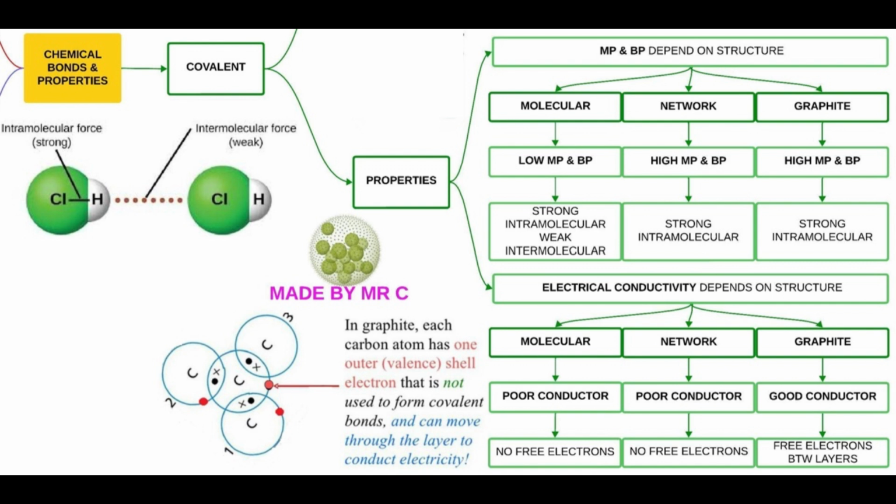Now, electrical conductivity also depends upon the structure of the covalent compound. Covalent molecular is a poor conductor because there are no free electrons. Covalent network is a poor conductor, again because there are no free electrons. But graphite, which is a special type of covalent compound, is a good conductor because of the 4 valence electrons, it only uses 3 for bonding, which means there is 1 free electron per carbon, and this floats between the layers and allows graphite to conduct electricity.